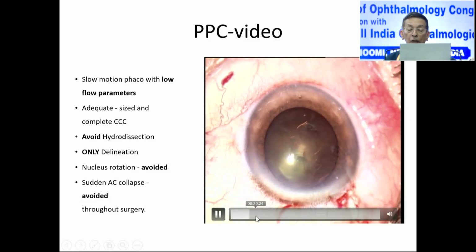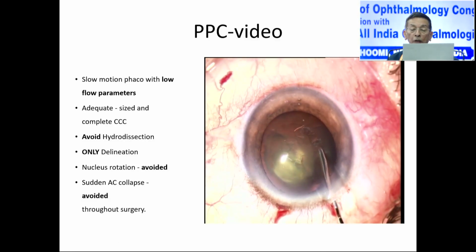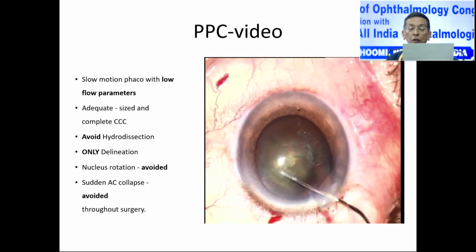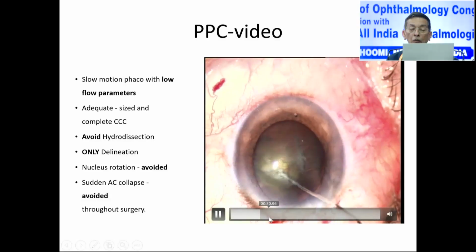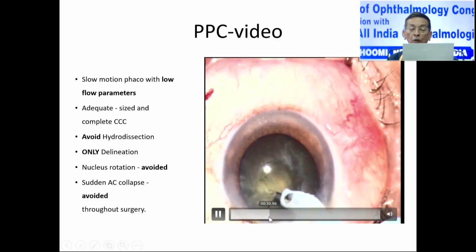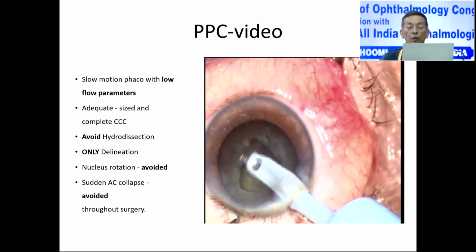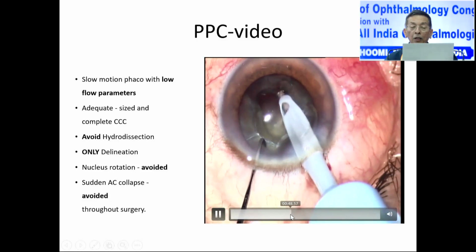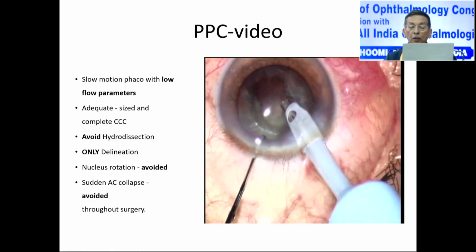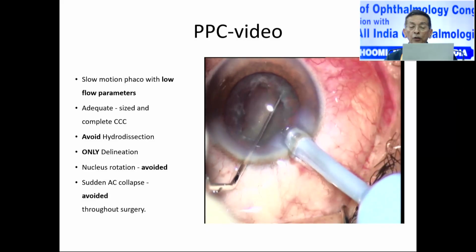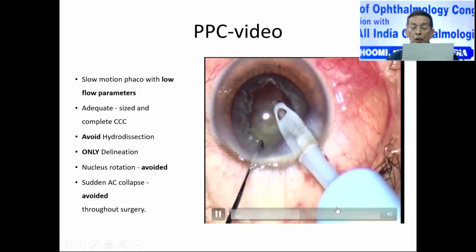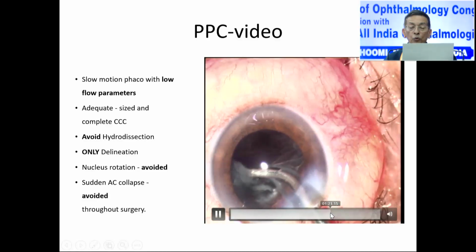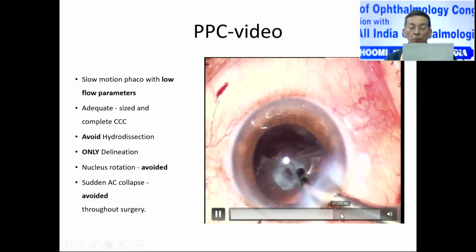Avoid hydrodissection and hydrodelineation, making a golden ring without rotation. Avoid sculpting deep and try to remove the lens matter as much as possible, pulling the cortical matter and lens fragment toward the central region, and you can easily remove the lens and put the lens.